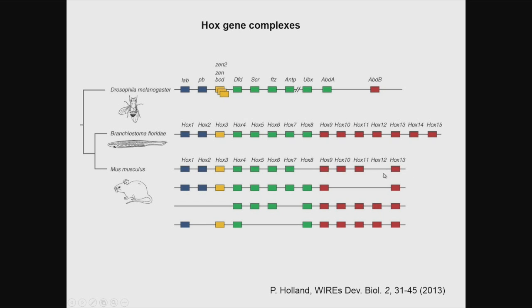So here you should have 13 genes in all of these, but some of them got lost. For example, one was lost here, 3 were lost in this region, another one was lost here. So you can see that you can gain genes by duplication and you can lose genes.